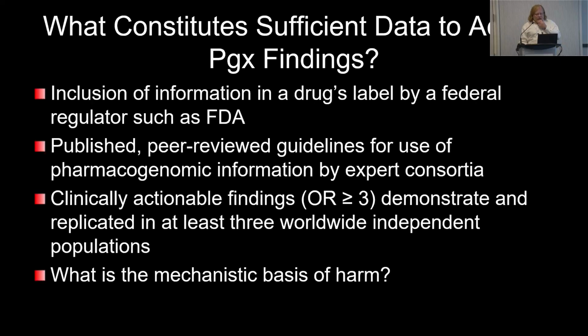So I began thinking, well, could we use a TLR4 inhibitor like Restoravid in patients? And the answer is not yet. I think we need more information to do that. And this is what I think is data that's sufficient to act on pharmacogenomic findings. You need to have it in the drug's label that there's an association that is strong and consistent. There are guidelines published about pharmacogenomic information by expert consortia that are peer reviewed. That's another source of that.